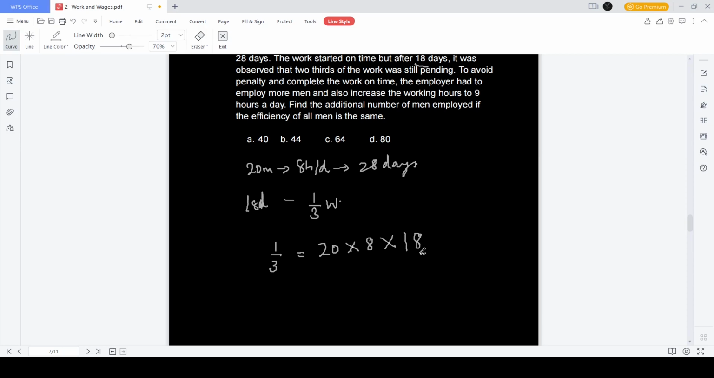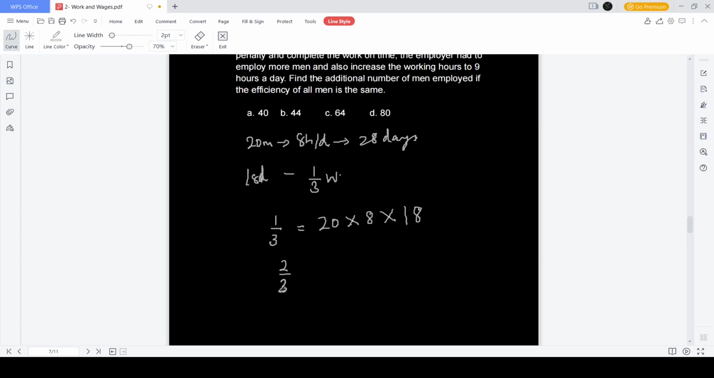And another equation we get is, 2/3 of the work is completed in the last 10 days, where they work 9 hours a day, and it's not 20 men but 20 plus some x number of men, so that becomes 20 plus x. We need to solve these two equations. In fact, this is not 1 by 3 but w by 3, and this is 2w by 3.